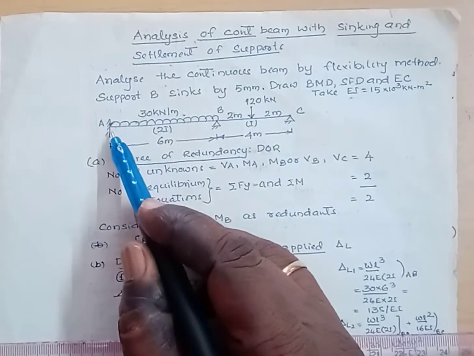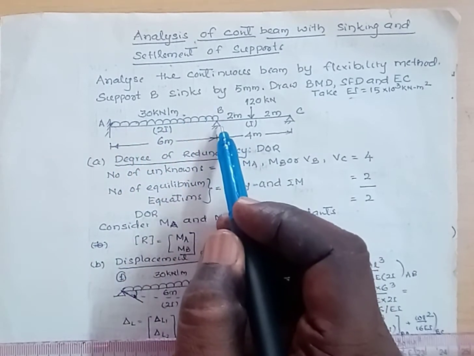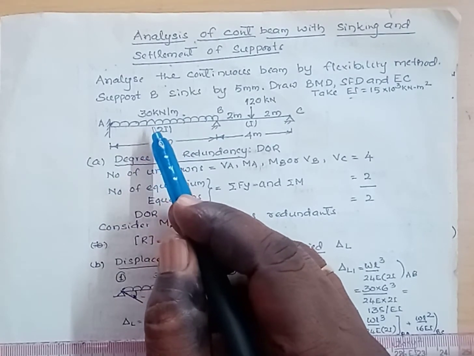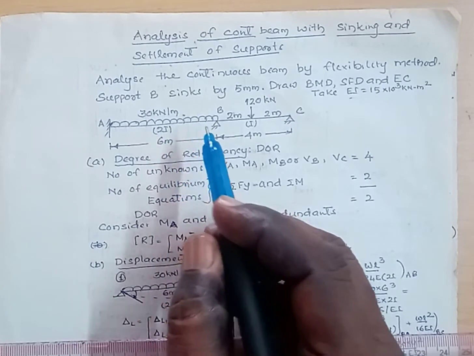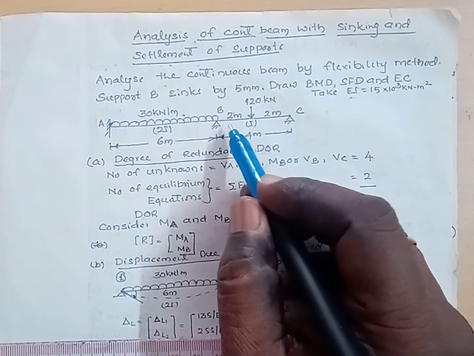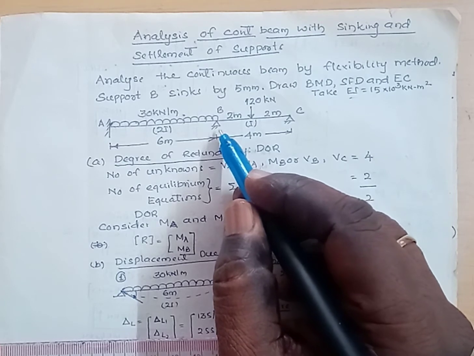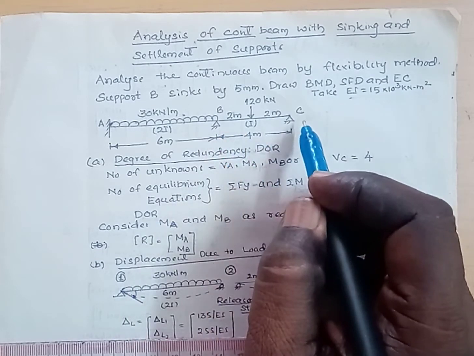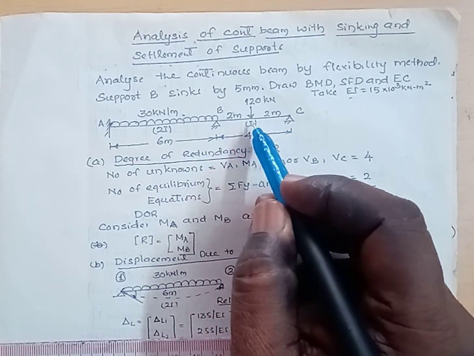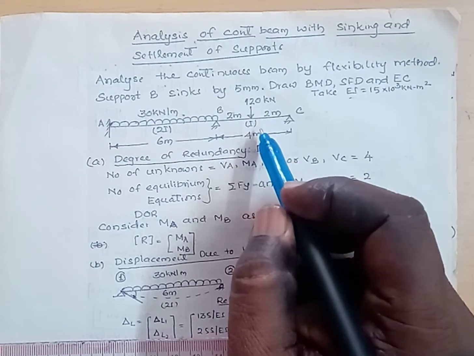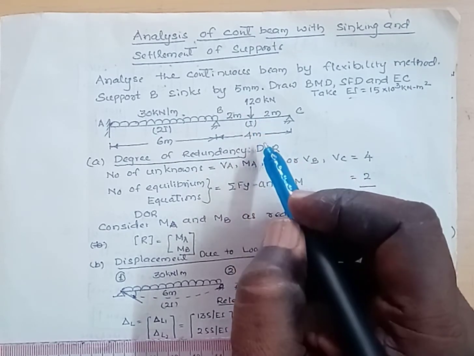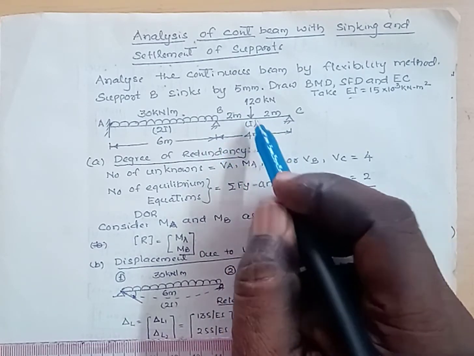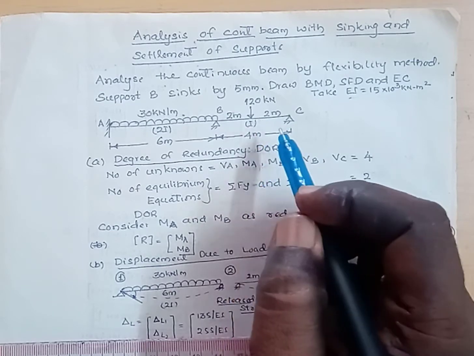Here the problem is: at end A it is fixed. A to B is 6 meter with moment of inertia 2I and is subjected to a UDL of 30 kilonewton per running meter. B and C are the two supports. B to C is 3 meter. At a distance of 2 meter from B, it is subjected to a 120 kilonewton point load. The span of the beam is 4 meter and the moment of inertia is I.